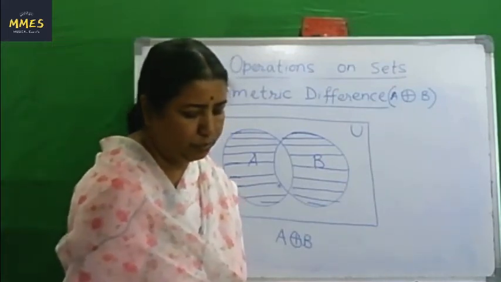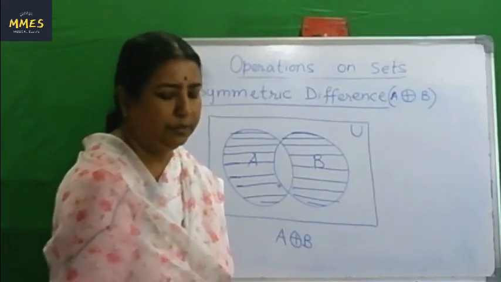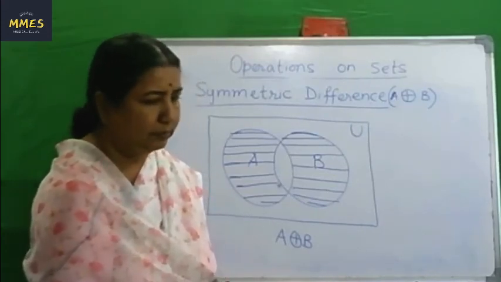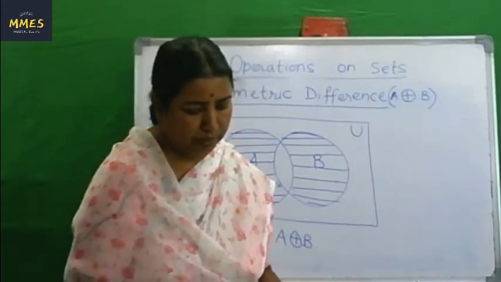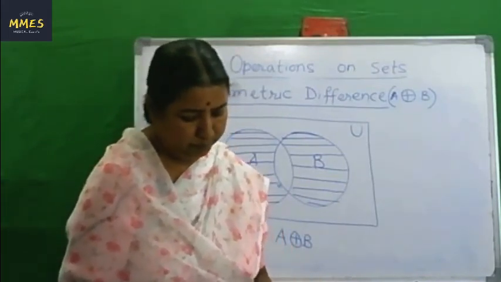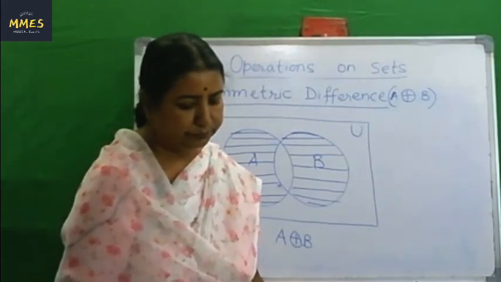Okay, so today we have seen different operations on sets which include union, intersection, complement, the complement of B with respect to A, and symmetric difference.